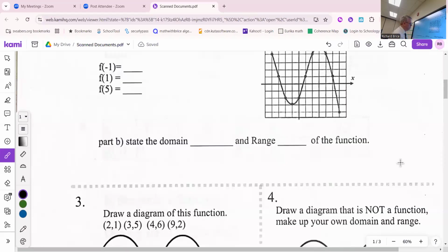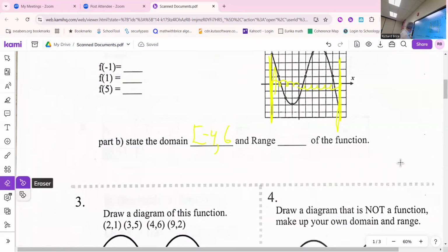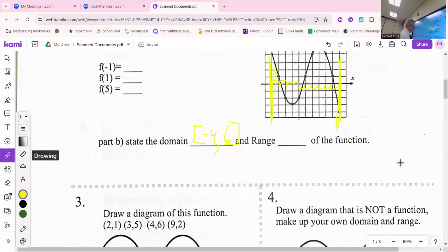State the domain and range. So the big thing with the domain, x and y. Domain is the x value. So how far left did I go? 1, 2, 3, 4. So domain starts at -4. And how far to the right did I go from the origin? 1, 2, 3, 4, 5, 6. It is a bracket because those are closed points here.